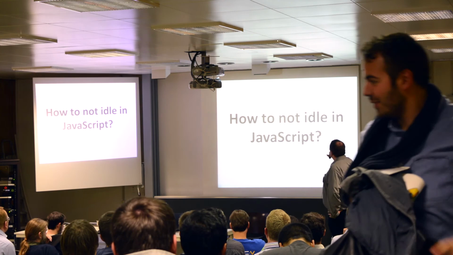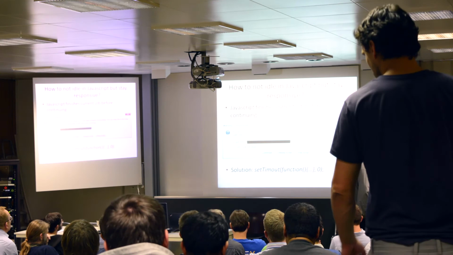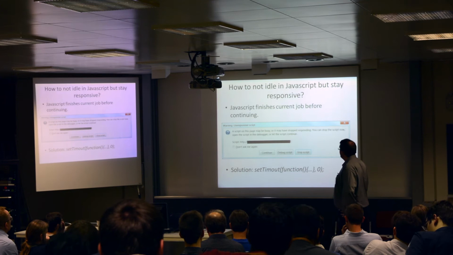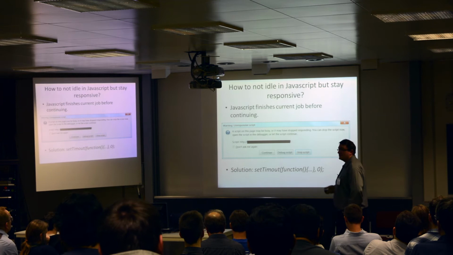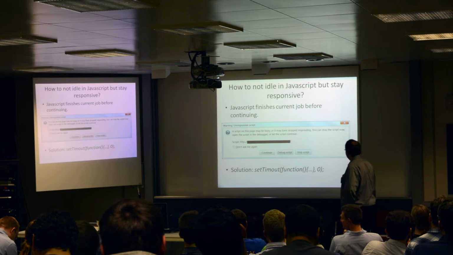So another problem is how to not idle in JavaScript. How? Probably you have seen this window here, right? So what happens here? You just execute too much JavaScript in an endless loop, but you know there are programs, there are games, you have websites which can use the CPU by 100%, and the solution here is this function setTimeout. You have your function, and then the milliseconds when it should be executed, and you just set it here to 0, and then you don't have this problem.